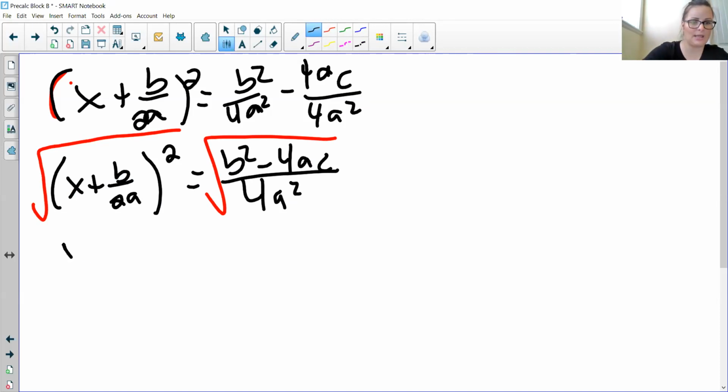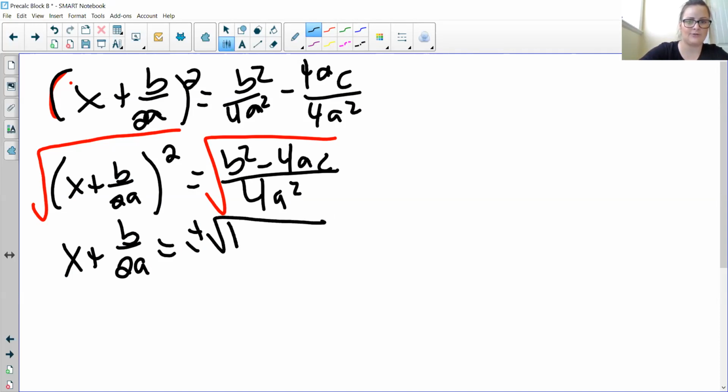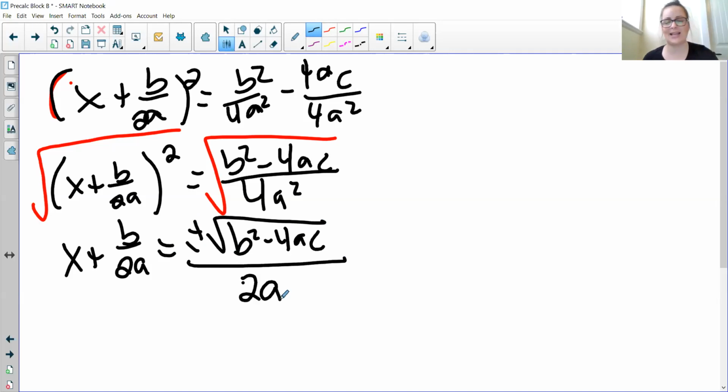So this is going to be x plus b over 2a equals plus or minus the square root of b squared minus 4ac over the square root of 4a squared, which is 2a. Okay? And technically it's plus or minus 2a as well, but we already have the plus or minus on the top. So if the bottom was negative and the top was positive, both versions are still accounted for. Okay. Now I'm going to subtract b over 2a from both sides.